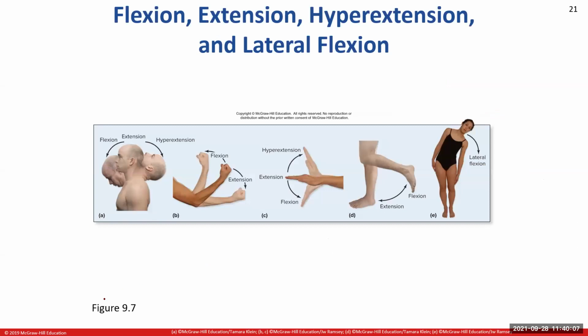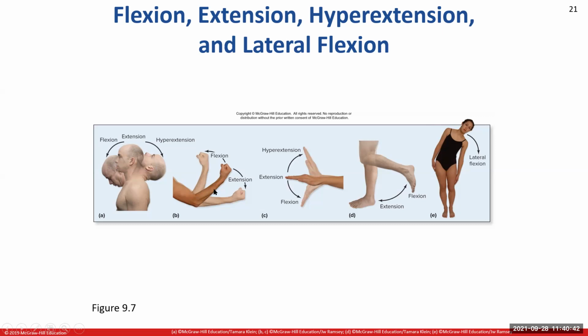So let's take a look at some of these motions here. Pictures always help. You can see here in our first picture, this gentleman's looking straight ahead. You tell that person, touch your chin to your chest. They are flexing their head and neck. Then you say, look straight ahead again, and they go back to looking straight ahead. That's extension. Then when you tell them to look back towards the ceiling, that is hyperextension.